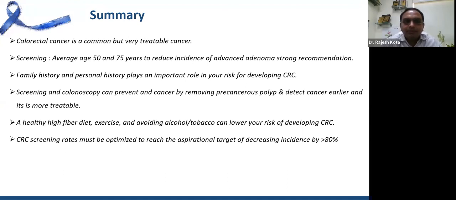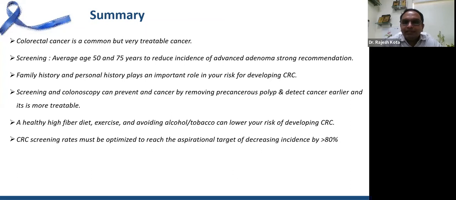And a family history and a high risk personal history determine your risk of getting colorectal cancer. Screening and colonoscopy can prevent cancer by removing precancerous polyps and detecting the cancer at an early stage, so that it can be treated easily. A healthy, high fiber diet, exercise, limiting your alcohol usage, and quitting tobacco can lower your risk for developing colon or rectal cancers. Those are all the modifiable risk factors that are in our hands.